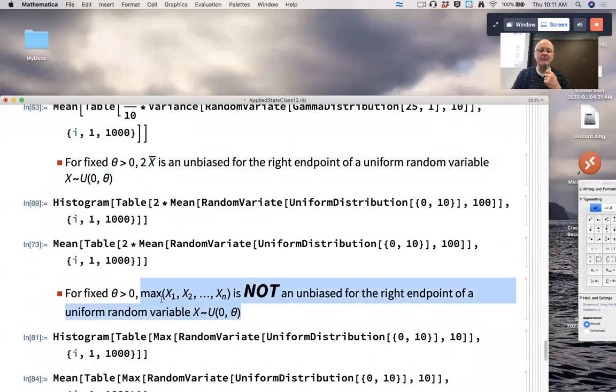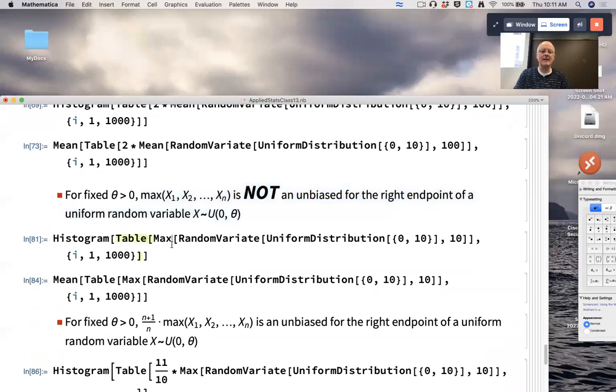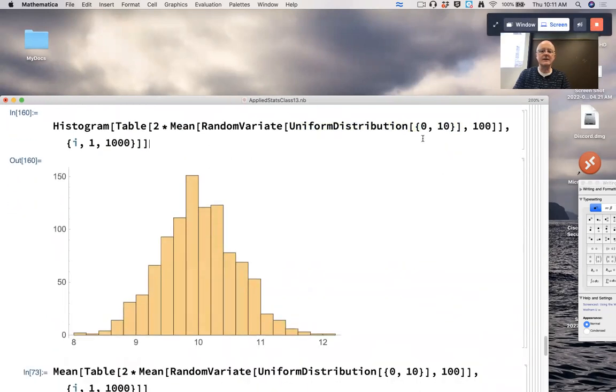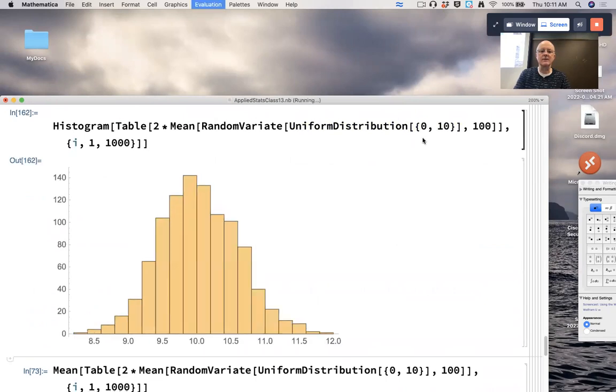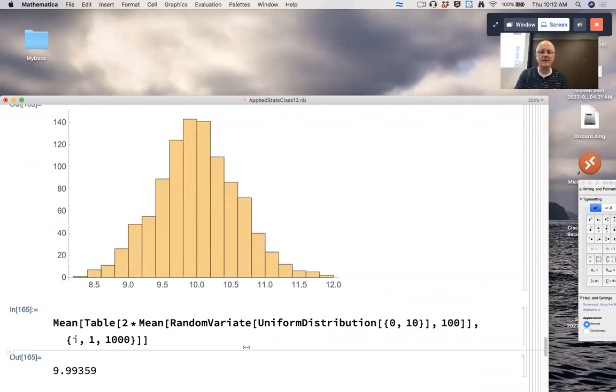We also saw that the maximum is not an unbiased estimate. And I also mentioned that 10 minutes ago. In this case, I'm doing 2 times the mean. I'm trying to estimate the right endpoint, which I am assuming is 10 here. Your histograms are typically centered on 10, or at least close to 10. And you compute the mean in each case, you typically get very close to 10. That's for 2 times the mean.